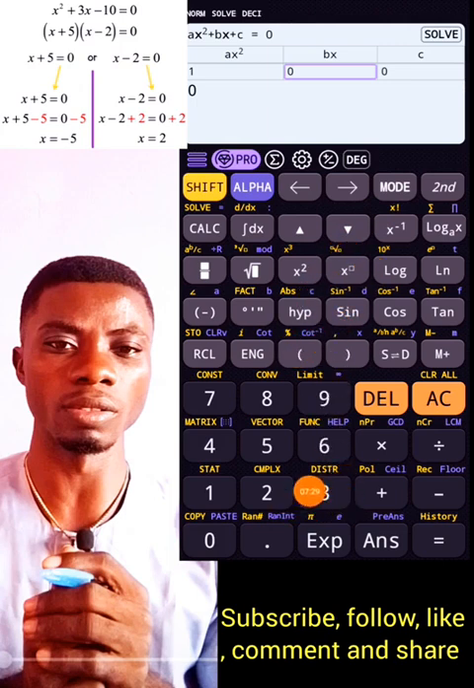You just come to this point, click on 3. When you click on 3, what is the next thing? You click on equal to. You click on the equality sign here. When you click on equal to, you can see that 3 also goes into that point where you have bx.